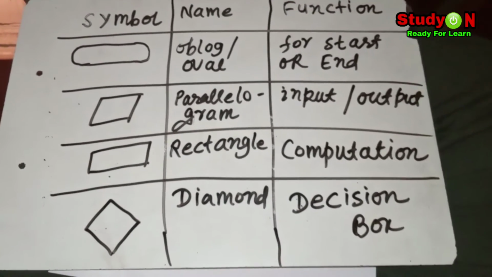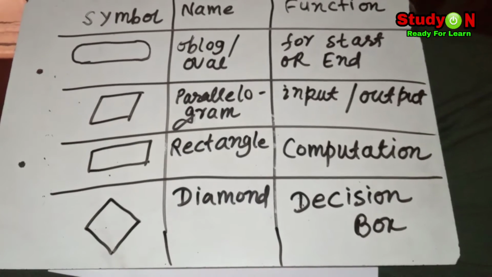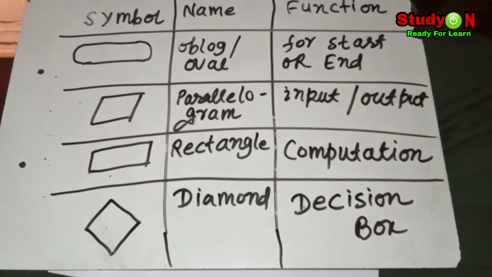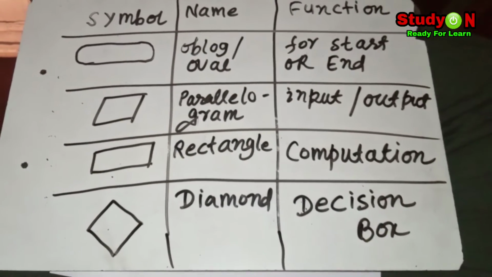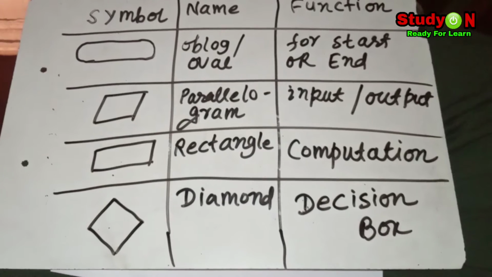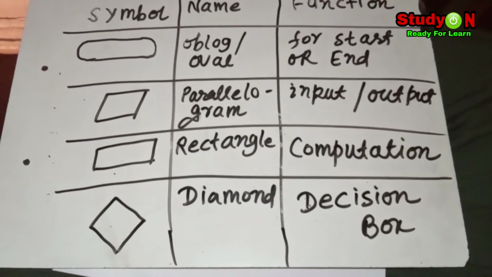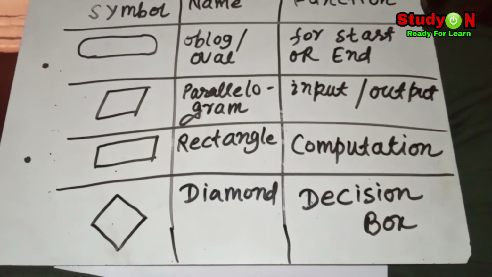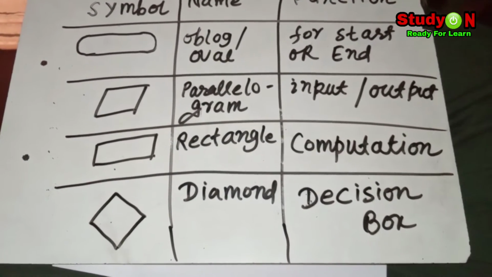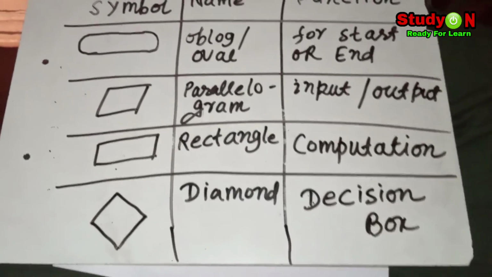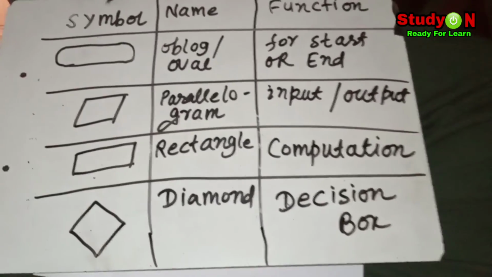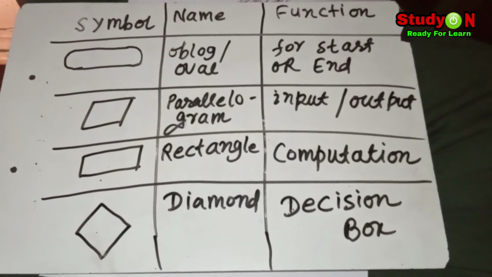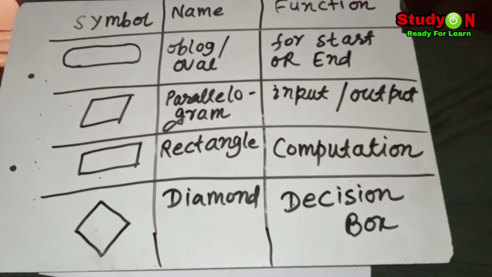An oblong or oval symbol is used for the start or end of a process. A parallelogram is used for giving input or output. A rectangle is used for computation, and a diamond shape is used for making a decision, whether the decision is right or wrong. Let us see the program and understand the flowchart.